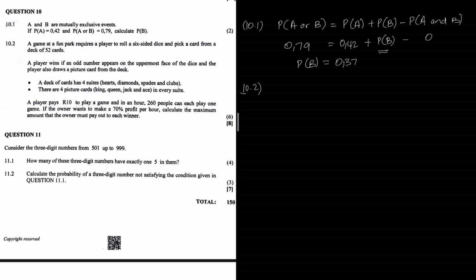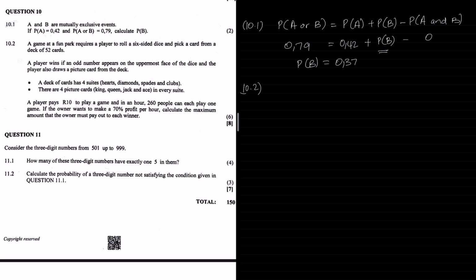A deck of cards has 4 suits: hearts, diamonds, spades, and clubs, and there are 4 picture cards: king, queen, jack, ace in every suit. A player pays 10 Rand to play a game, and in an hour, 260 people can each play one game. If the owner wants to make a 70% profit per hour, calculate the maximum amount that the owner must pay out to each winner.